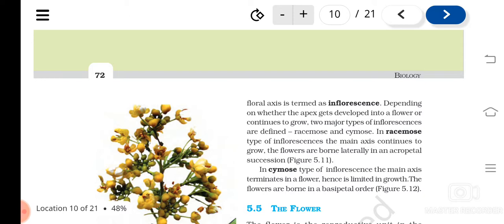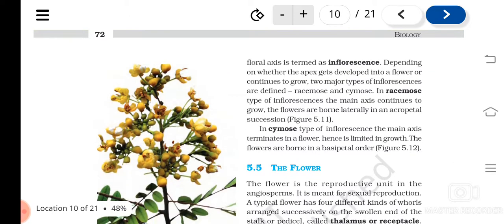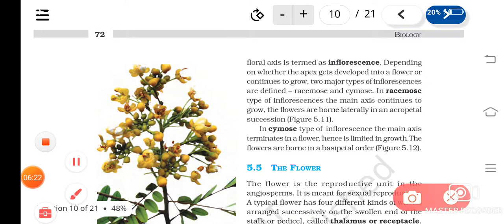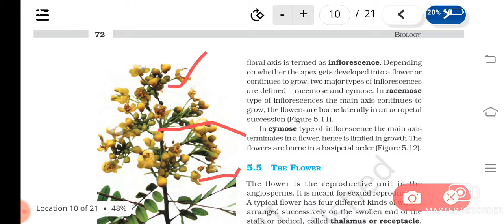Okay, so in racemose, what happens is the main axis continues to grow. The main axis of the inflorescence continues to grow, and the flowers are produced laterally in an acropetal succession. That means you can see the younger flowers towards the top. Understood? Like this you can see.